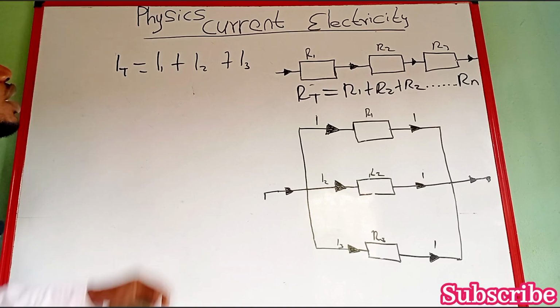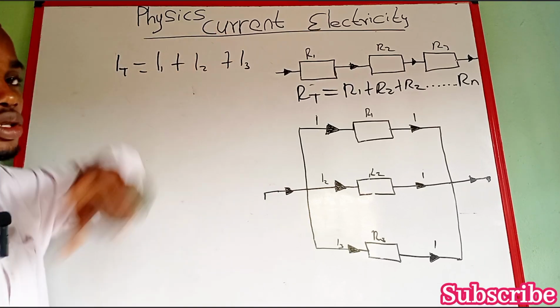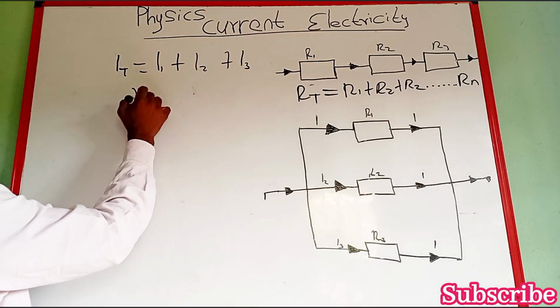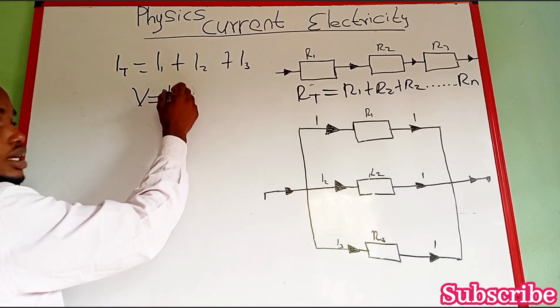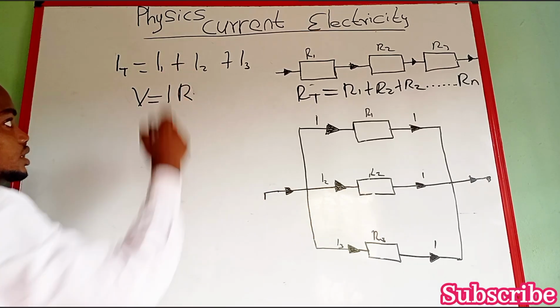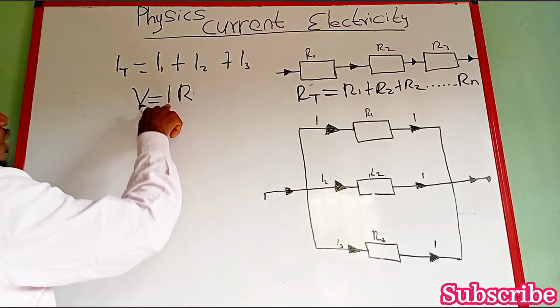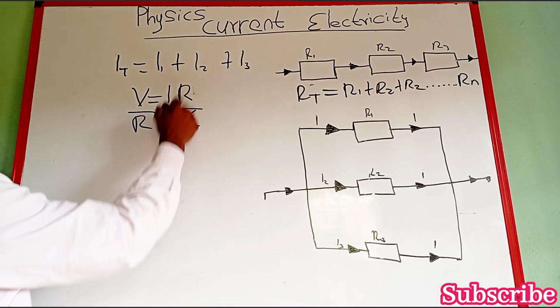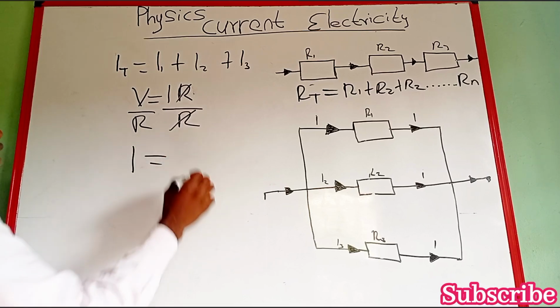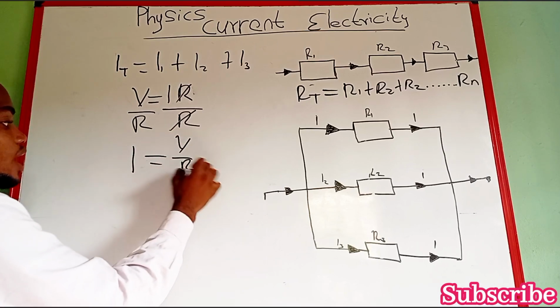All right. Now, according to our knowledge of Ohm's law, we know that the voltage, which is the same here, is equal to the current multiplied by the resistance. Now, if you want to make current the subject of the formula, you divide by R on both sides. You find that I, which is the current, is equal to V over R.